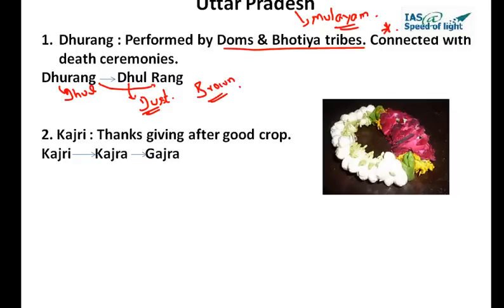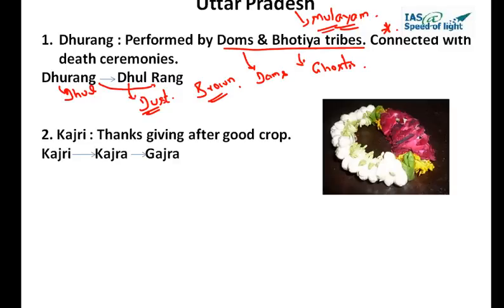So for Dhurang, now we have to link it with Mulayam Singh Yadav and Doms and Bhotia tribes. From Doms we get dams, and from Bhotia we get bhoot or ghost. So Dhurang becomes Dhul Rang, that is the color of dust. We are linking it with Mulayam Singh Yadav, dance on death ceremonies by Doms and Bhotia tribes, where Doms is dams and Bhotia is ghosts. Now you are very much capable of linking these images.